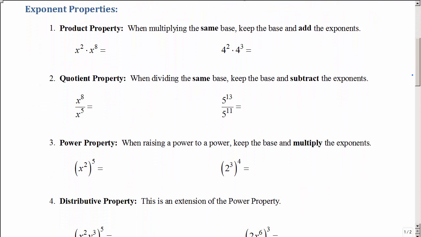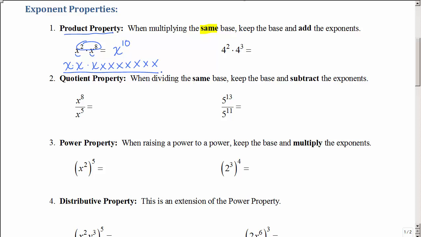Let's look at the properties of exponents. The first property is called the product property. When multiplying the same base, and that's really the key here, you have to have the same base, you keep the base and add the exponents. So my base is x, I keep that, and I add the exponents. Because what that really means is x times x is x squared, and then 1, 2, 3, 4, 5, 6, 7, 8 is x to the 8, and look at that, I would have 10 little x's.